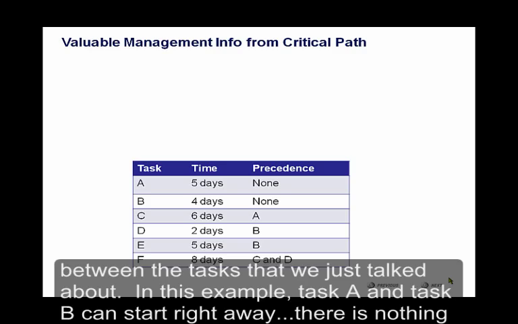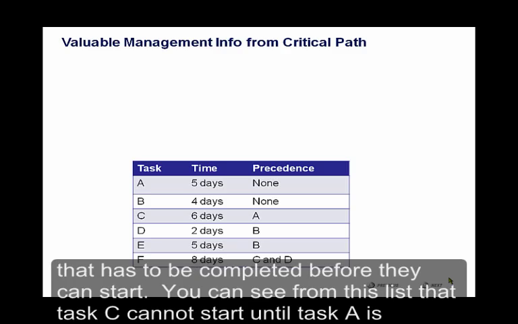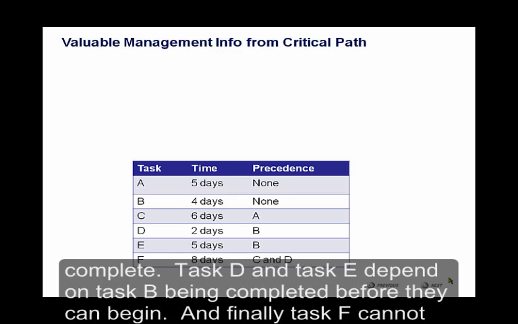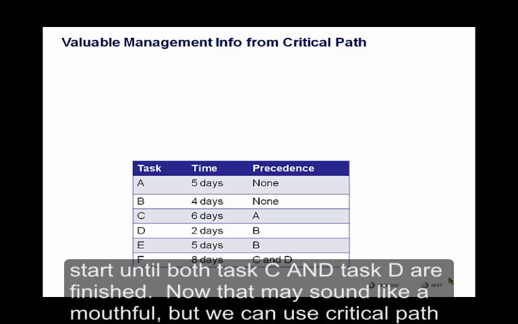In this example, task A and task B can start right away. There is nothing that has to be completed before they can start. You can see from this list that task C cannot start until task A is complete. Task D and task E depend on task B being completed before they can begin. And finally, task F cannot start until both tasks C and D are finished.